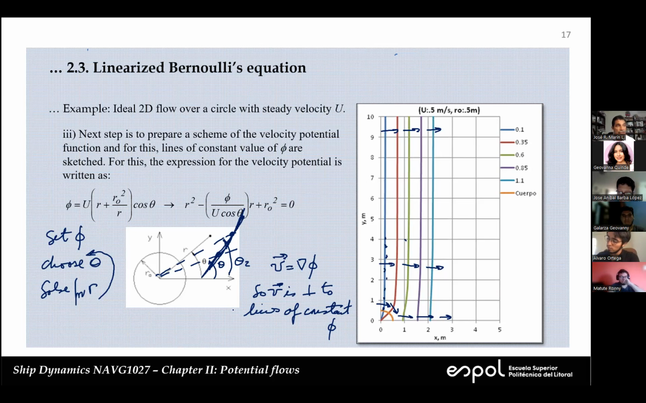Okay, so right now we're ready. We have checked that indeed we satisfy Laplace's equation. That means that conservation of mass is satisfied considering that there is no viscosity. We have checked that there is no penetration through the surface body. Now what we have to do is calculate the other component of the velocity. And that component is the tangential velocity.